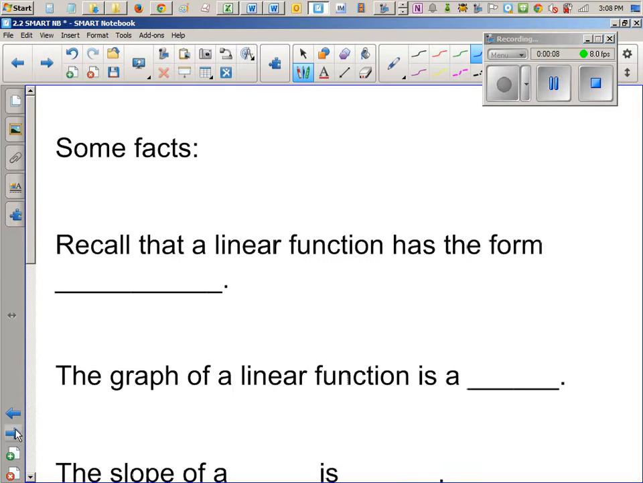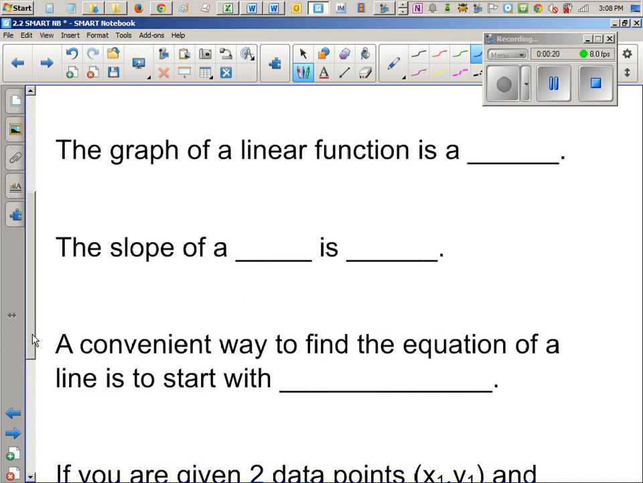Okay, some basic facts. Recall that a linear function is a function that has the form f of x equals mx plus b. In other words, y equals mx plus b. Second fact, the graph of a linear function is, of course, a line, a straight line, right? The slope of a linear function is your m. So the slope of a line is your m.